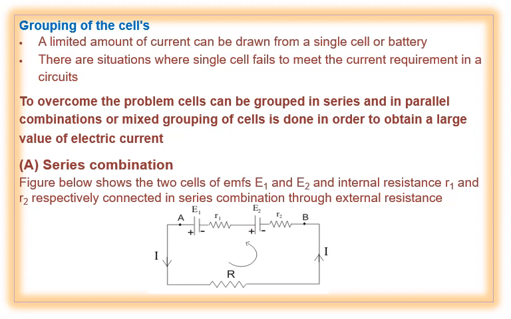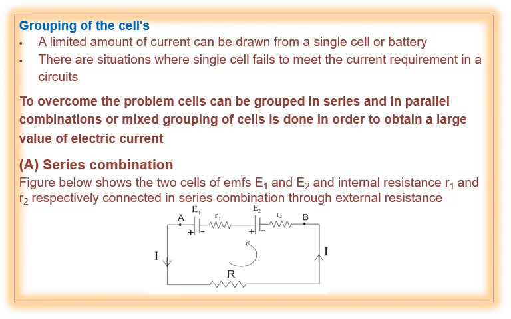Now, in the grouping of cells, why do we need it? Because a limited amount of current can be drawn from a single cell or battery. And if we want to use a value of potential more than that of one cell, then obviously I have to use the combination.